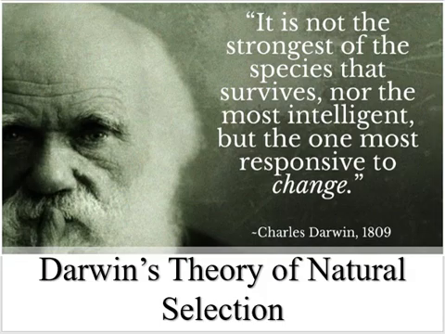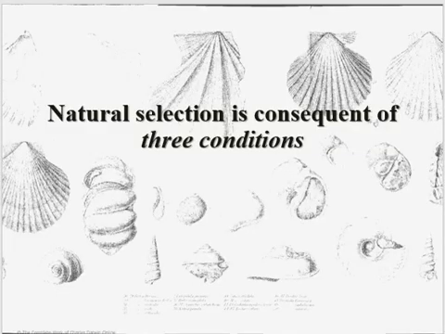We say that natural selection is consequent of three conditions, meaning it arises from three building blocks that serve as a foundation for it. And those three conditions are 1, variation, 2, inheritance, and 3, differential reproductive success.